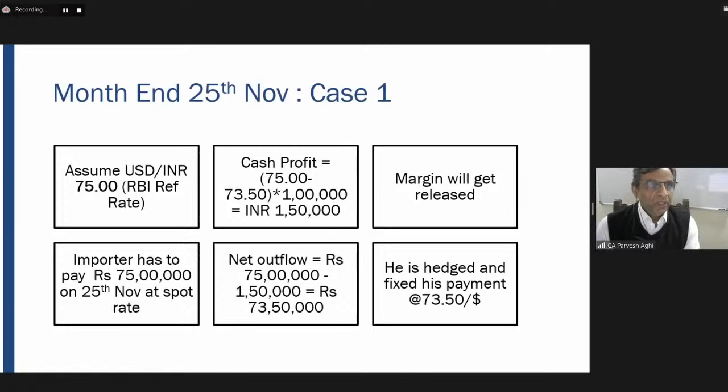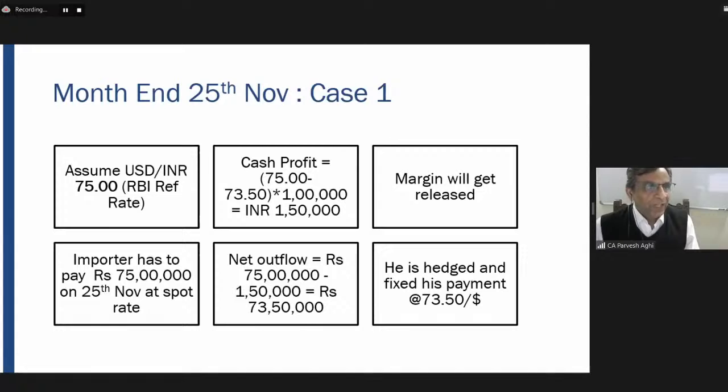Okay, so he will give a profit of 1 rupee 50 paisa, which will be multiplied by $1,00,000. You will get 1,50,000 from the stock exchange. Okay, since you are making money, you will be getting this money along with the margin which you pay to the stock exchange, so the margin will get released. But now we are on 25th November, so importer has to make a payment. Okay, he goes to the bank, and the bank says today the rate is 75, so you have $1,00,000 to pay, so you pay me 75 lakh rupees so that I can remit the money to the importer. So he does it.